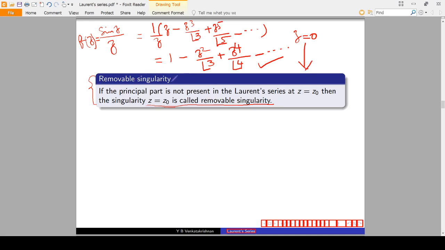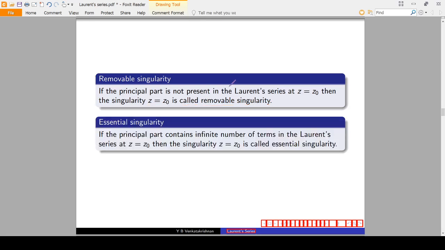So if you want to identify a removable singularity, you have to expand the given function at z is equal to z naught using Laurent series. And if the Laurent series does not contain any negative powers of z minus z naught whole power n, then such a singularity is called a removable singularity.